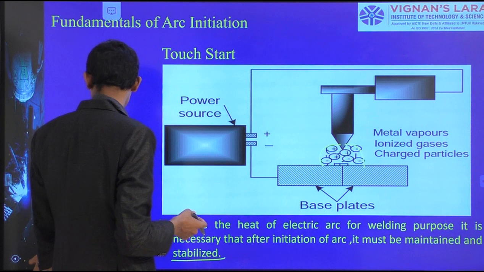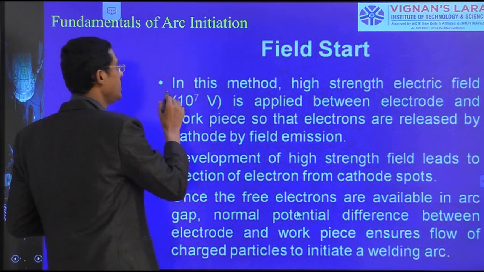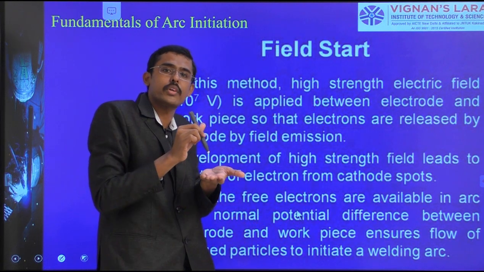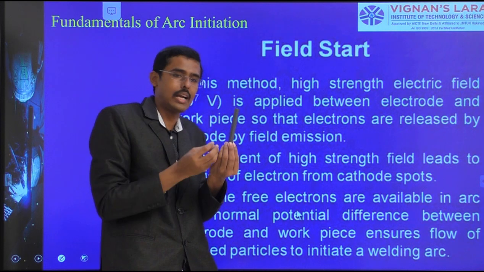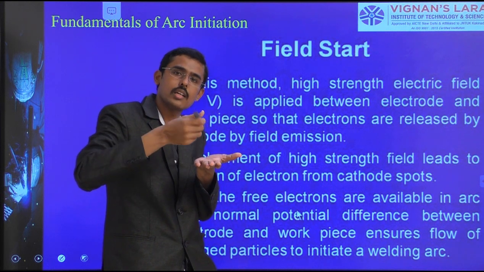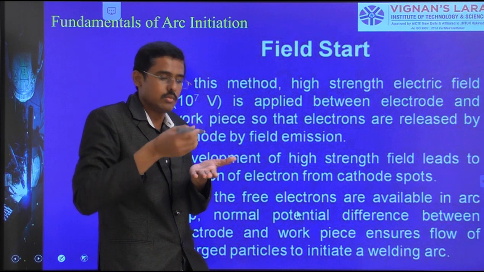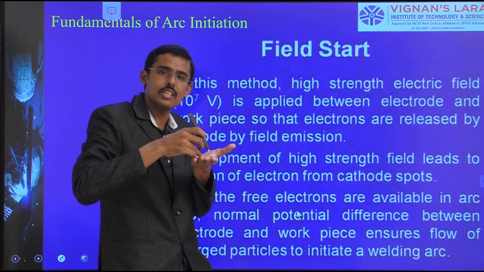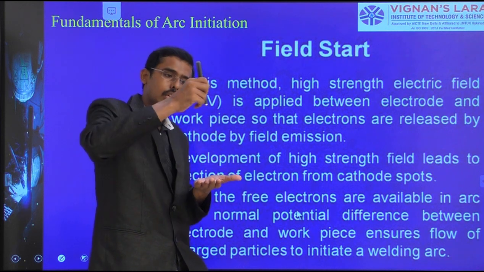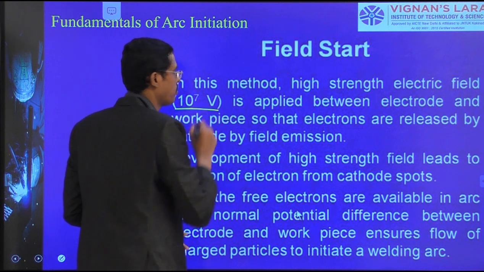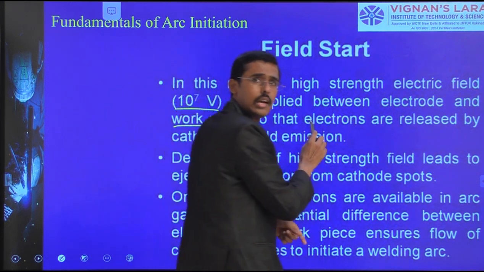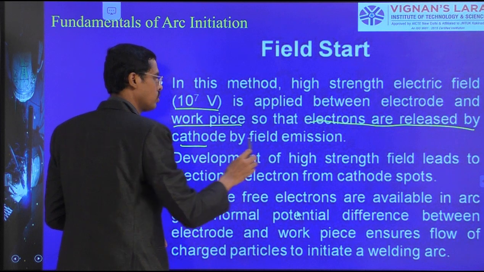Now you see the other method, the field start. In this method, a high strength electric field belongs to the field emission. We are not going to touch, but we are going to apply more voltage in such a way that electrons are released from the electrode and these released electrons will go to the workpiece. Earlier, we did not apply a higher voltage, but we were touching. The touching itself causes the exchanging of electrons and ions. But here, the electron should come from top to bottom. Therefore, a high voltage is applied between this electrode and workpiece, so the electrons are released by the cathode through the field emission process.